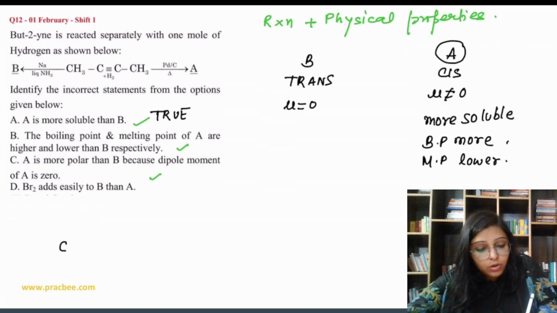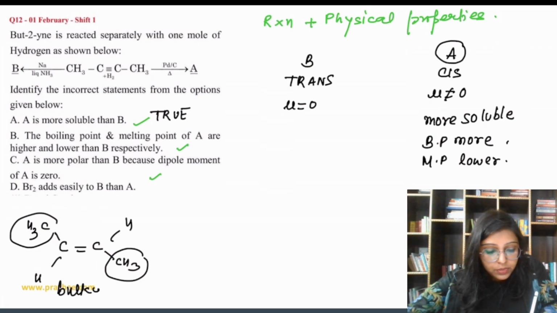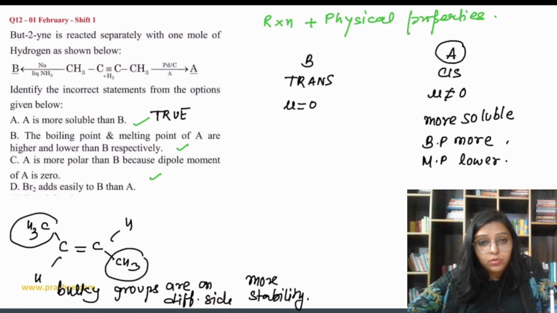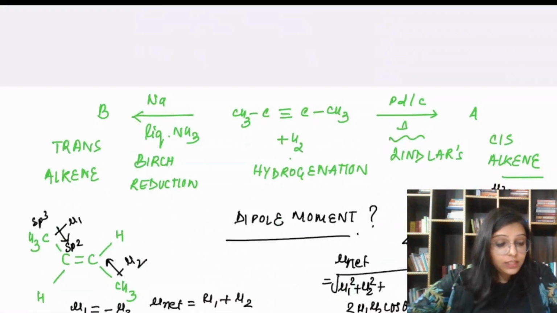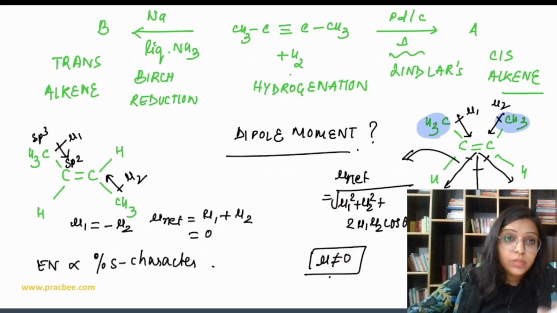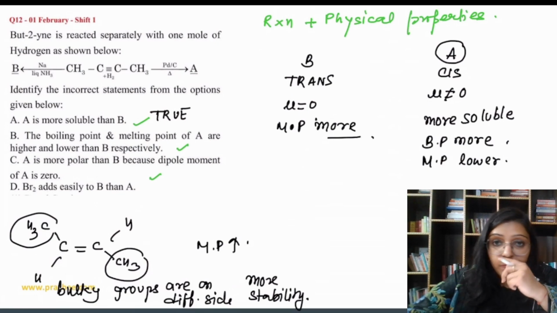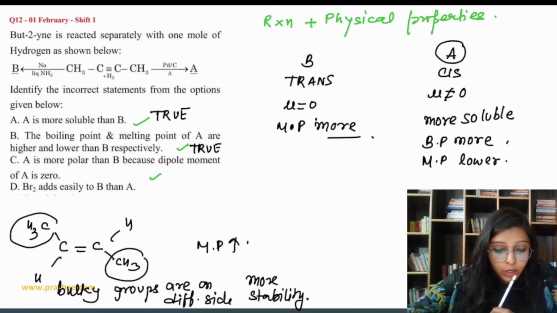Why is the melting point lower? Because see, in trans, two bulky groups are on different or opposite sides, so less repulsion, or we can say more stability, so symmetry is more, so the melting point of trans is more. Understood? But in case of cis, two bulky groups are on the same side. So symmetry is not there, repulsion is there, stability is less. So we can say the melting point of A is going to be lower in comparison to B. Okay? So this statement is also true. Boiling point of A higher and melting point of A lower.